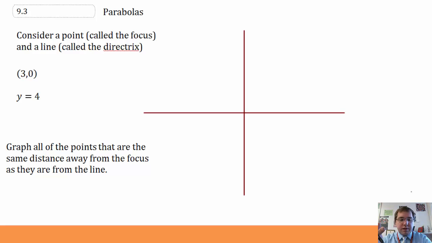So in this section we're going to explore that shape in a mathematical way and try to come up with an equation if we know the parabola. So we're going to work backwards. We know how to graph a quadratic equation as a parabola, but now we're going to take the parabola and write an equation. So let's consider a point that we will call the focus. My focus here is going to be (3, 0). So I'll graph that.